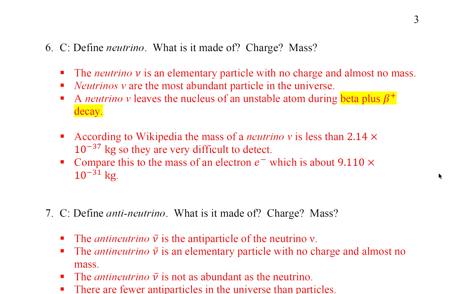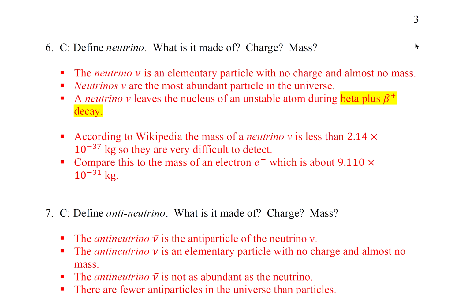Question 6. Define neutrino. What is it made of? Charge, mass. The neutrino, this is a Greek letter, I'll just call it v, is an elementary particle with no charge and almost no mass. That means you cannot break it down into something smaller. Neutrinos are the most abundant particles in the universe. A neutrino leaves the nucleus of an unstable atom during beta plus decay.